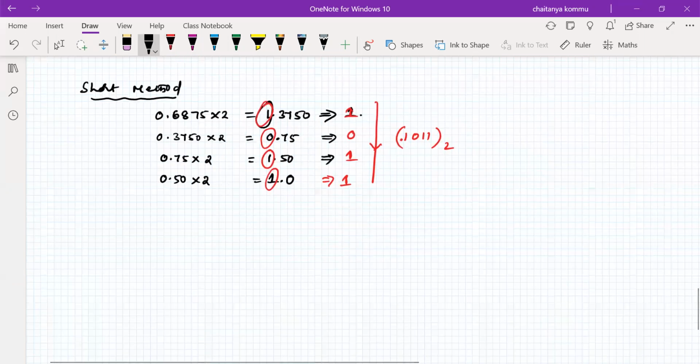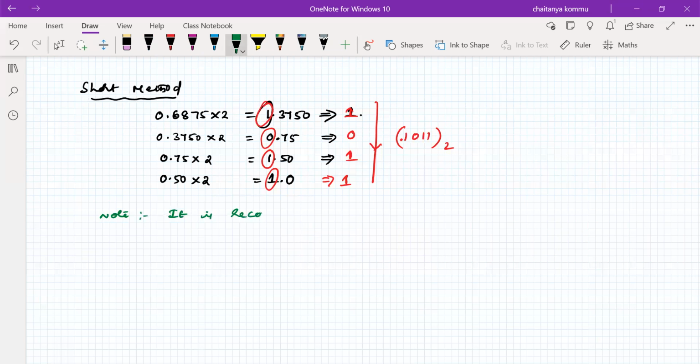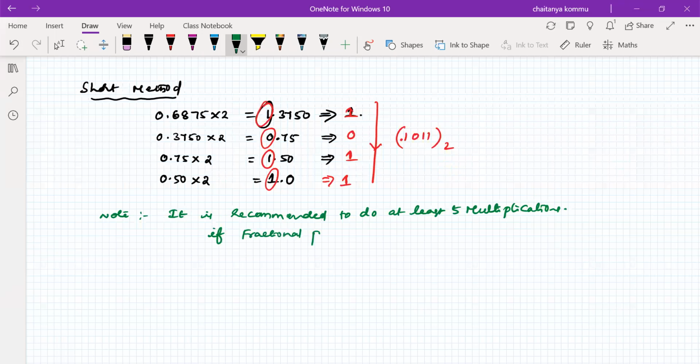Okay, so it is recommended, let us write a note here: it is recommended to do at least 5 multiplications if the fractional part is not 0. That is what you have to remember. If the fractional part is not 0, then only you have to do this. Otherwise, if the fractional part becomes 0, as with the 4 times here, fine; at least you have to take it in that manner. I hope you understand the concept here. There is no doubt at all.